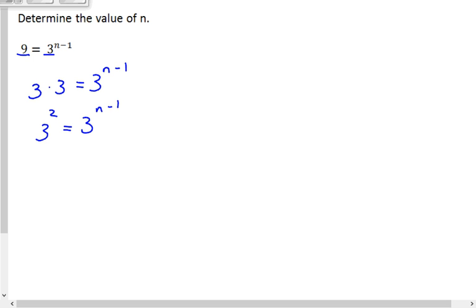Okay, we're going to set our exponents equal to each other. So we've taken our exponent of 2 and we're setting it equal to the exponent of n minus 1. We can do that because our base is the same. It has a base of 3 for both exponents. We can set them equal to each other to solve. Now what we want to do is add 1 to this side, add 1 to this side, and we would determine that the value of n is equal to 3. If we substitute that back into our original equation, we would see that 9 does equal 3 to the power of 3 minus 1.